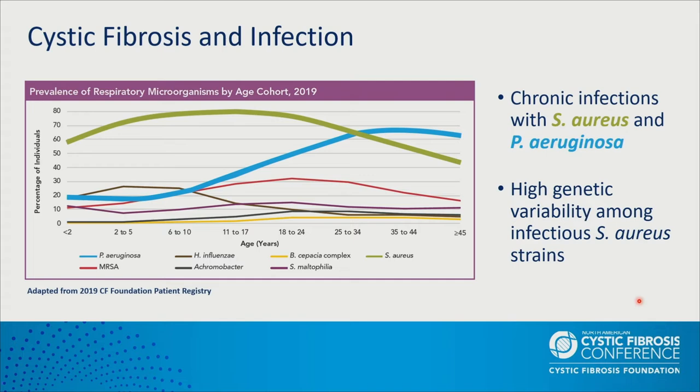One of the hallmarks of CF disease is chronic and recurrent infection with a broad range of pathogens over a person's lifetime. As you can see here, there are many pathogens that infect the CF airway, but Staphylococcus aureus, shown here in green, and Pseudomonas aeruginosa, shown in blue, are the two most common pathogens, with staph being currently the most prevalent. We are beginning to understand more about the infection pathology of bacteria such as Pseudomonas aeruginosa. However, there's still relatively little that we understand about staph infections. One of the reasons is that there's a high range of genetic variability among infectious strains of Staphylococcus aureus. So even within a single patient, several subtypes of staph may be co-infecting at once, confounding that pathology.